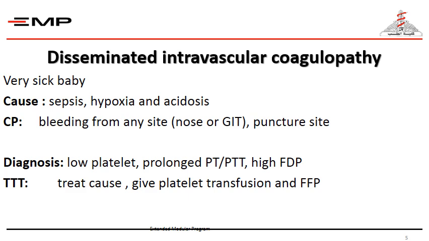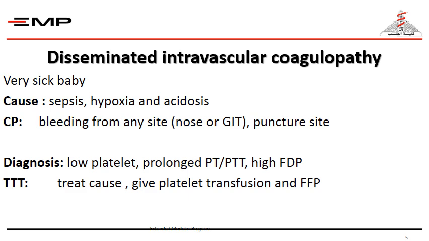Disseminated intravascular coagulopathy, or DIC. This is an example of a disease that will affect both elements of hemostasis, which means it affects platelet count, which is low, and coagulation profile, where PT and PTT are prolonged. Usually the baby is very sick due to a severe disease process like sepsis or severe hypoxia and acidosis.